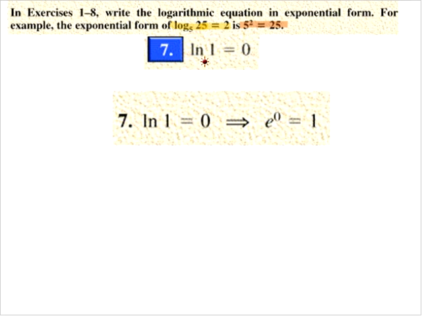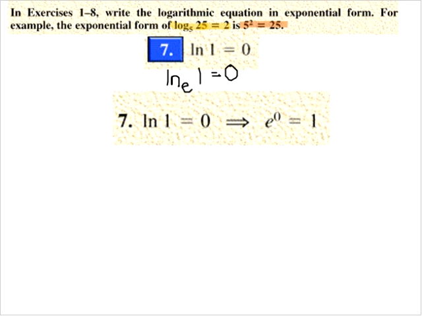Now, we don't have a base in our example in number 7. So that's the first thing we need to figure out. What is the base of natural log? Natural log has a base of e. So really, I can rewrite this problem as log base e of 1 equals 0.